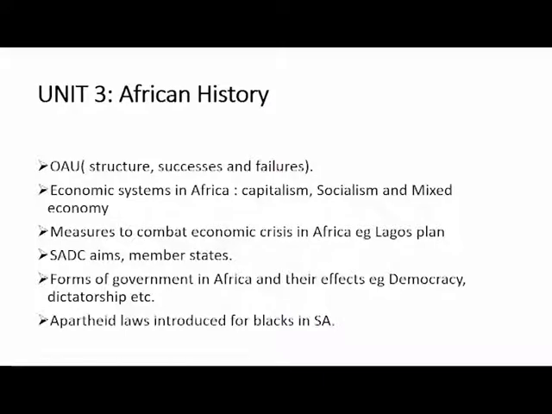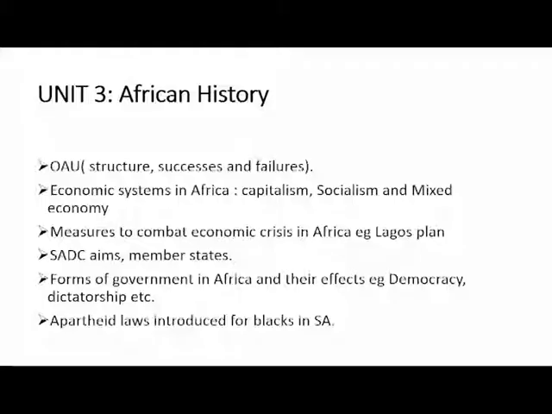A crisis is an ongoing problem. You try to solve it by bringing another problem. It's like, there is this problem, you try to borrow money to solve it, and by borrowing, you're also creating another problem, of what? Of debts. Just an example. Now, the Lagos Plan was one of the measures to overcome this economic crisis. So you should know what the Lagos Plan was all about.